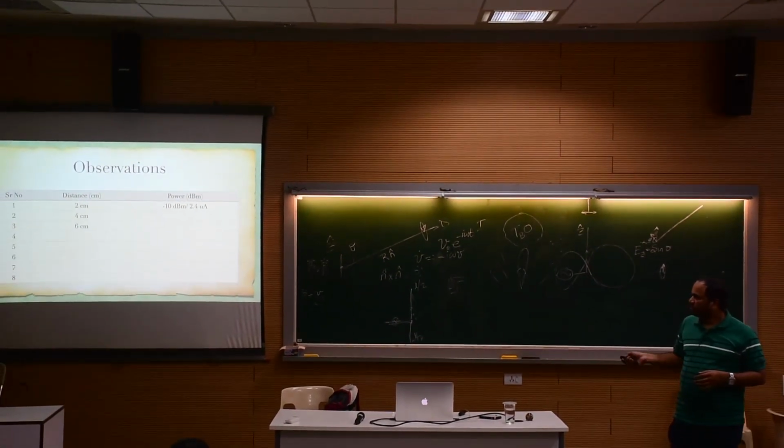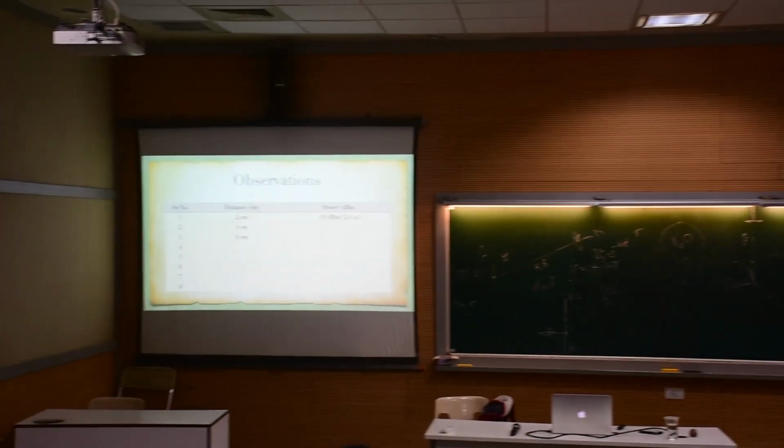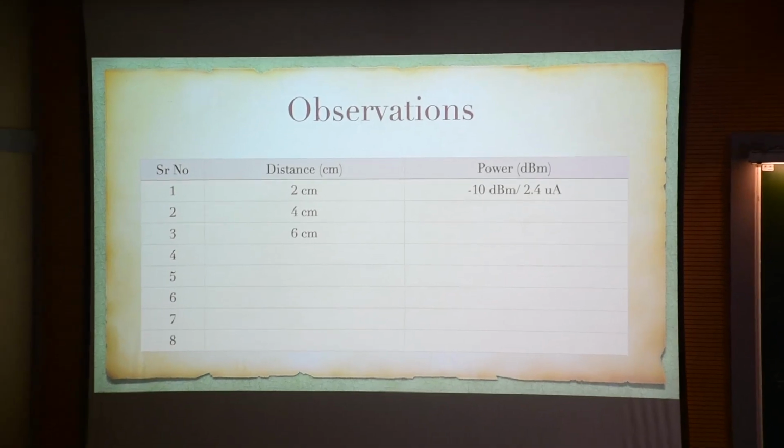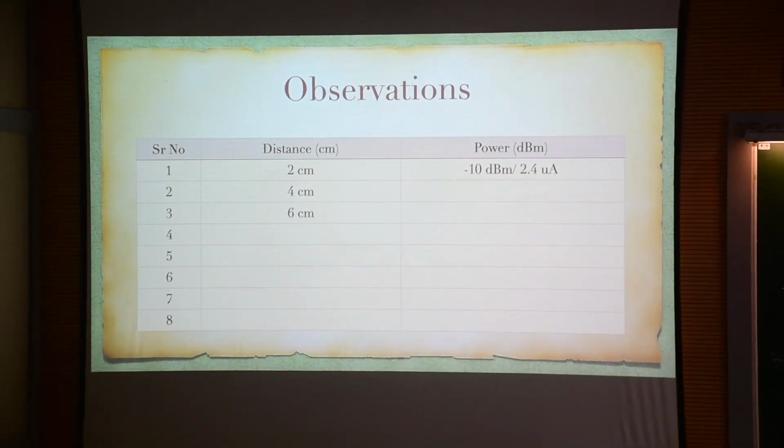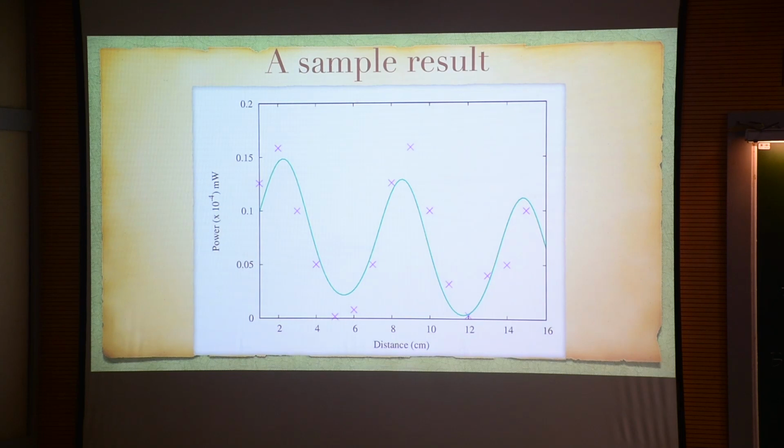You can note down the power at an interval of 2 centimeters, either in dBm if you're using a laptop or cell phone, and if you're using antenna setups, then you should get readings in microampere, because we are measuring current. At the end, you should get a similar result. Wherever there is constructive interference, you should get a peak. Wherever you see destructive interference, you should get less power.